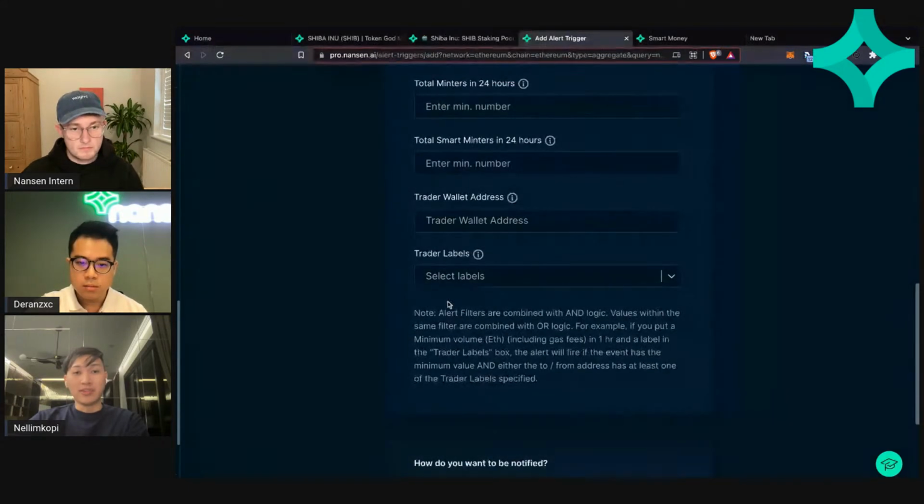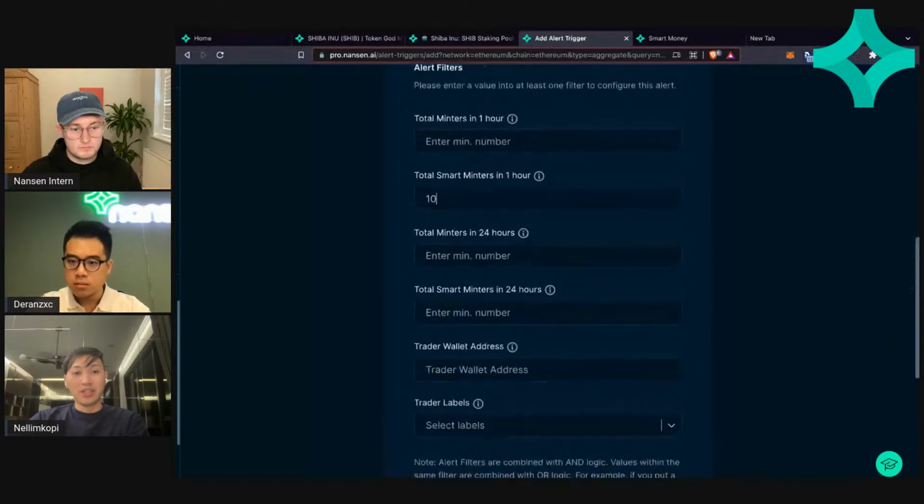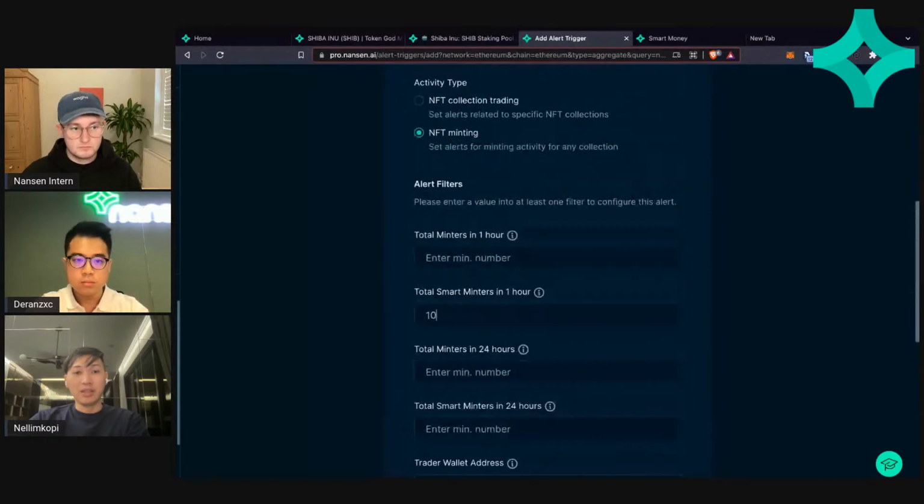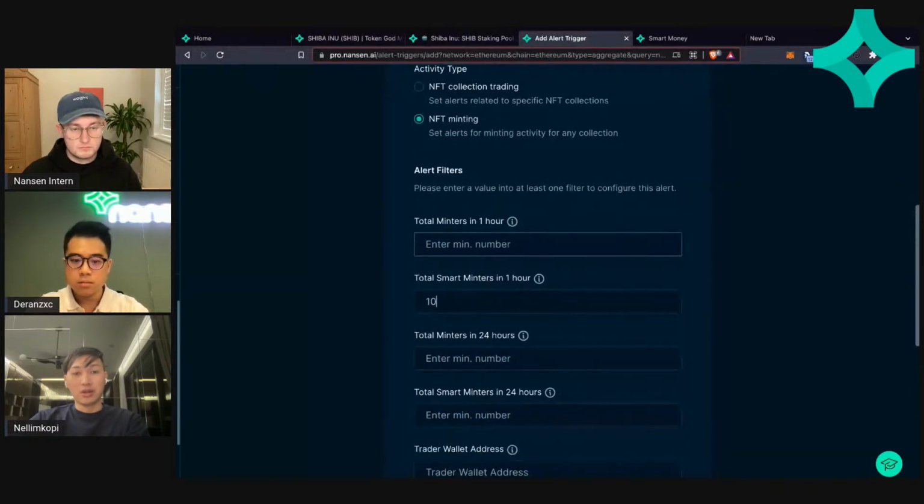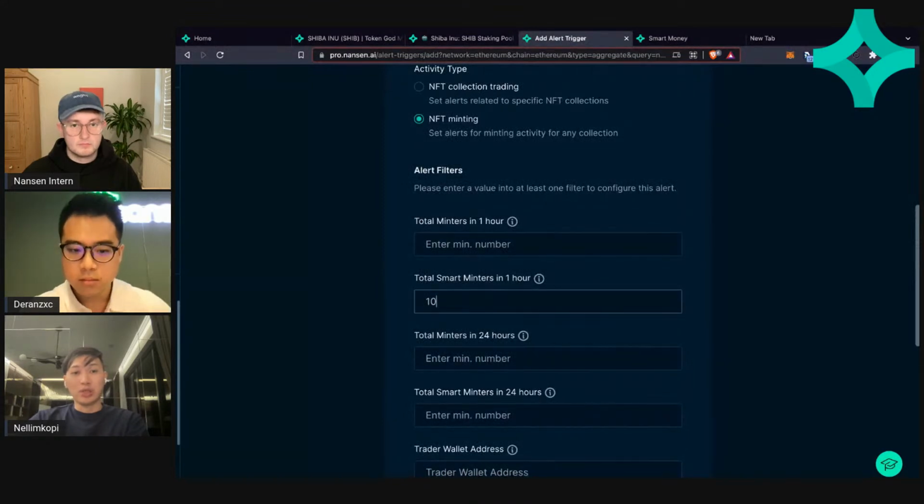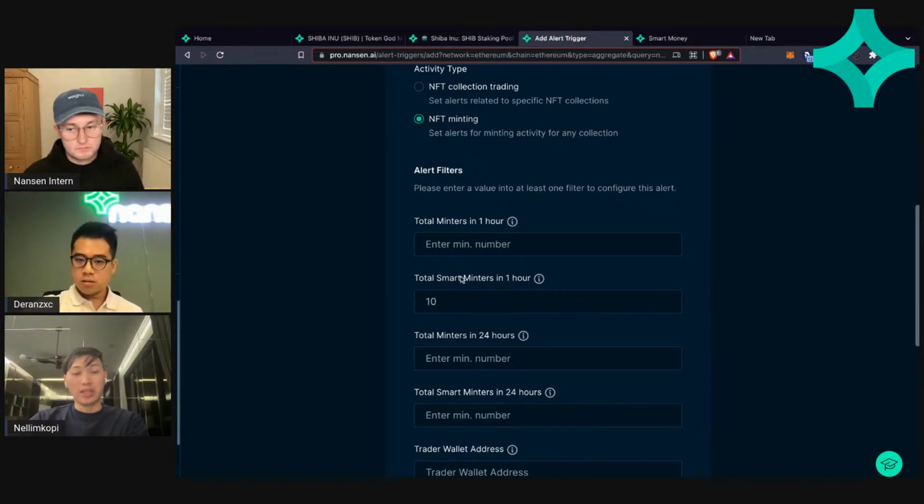So this is a very good way of managing your minting activity, so you don't get distracted, hopping onto your Discord all the time to check the notifications. You clean it up a lot more, filtering out the noise and only looking at things that fulfill, for example, this 10 smart minters in the last hour before I decide to look at the notification or even think of minting it.